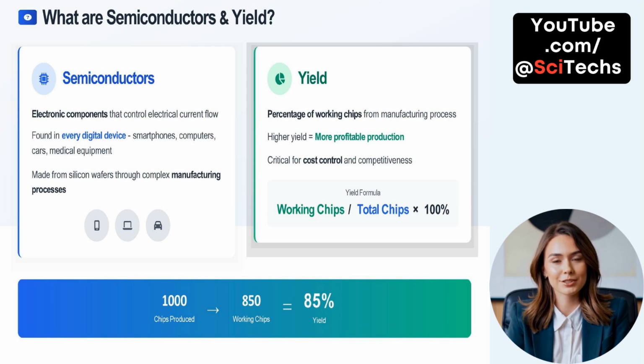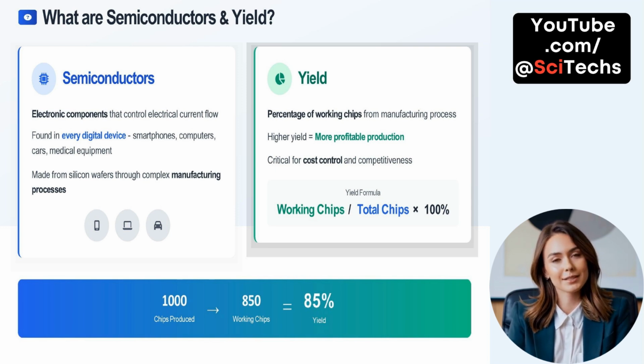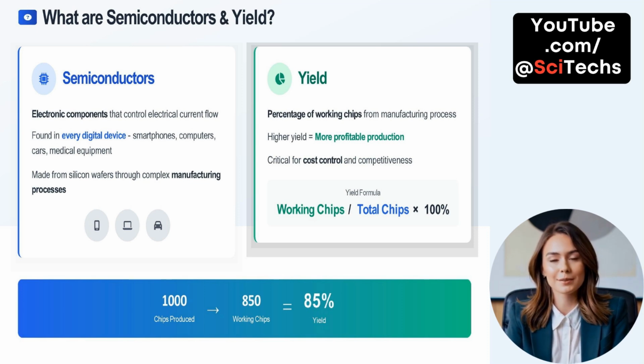What are semiconductors and yield? Semiconductors are electronic components essential for controlling electrical current flow. They form the foundation of modern electronics and are embedded in nearly every digital device we use: smartphones, computers, cars, and even medical equipment. These devices rely on the precise functionality of chips made from silicon wafers. Producing them involves highly intricate manufacturing processes, including deposition, etching, doping, and packaging.